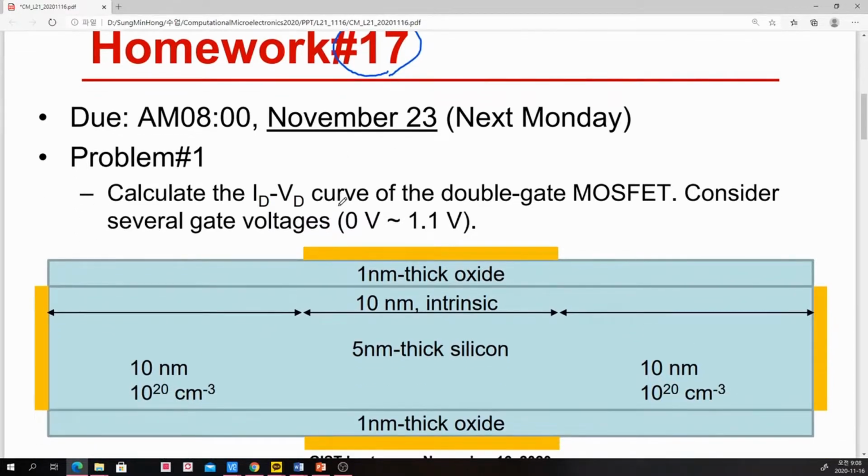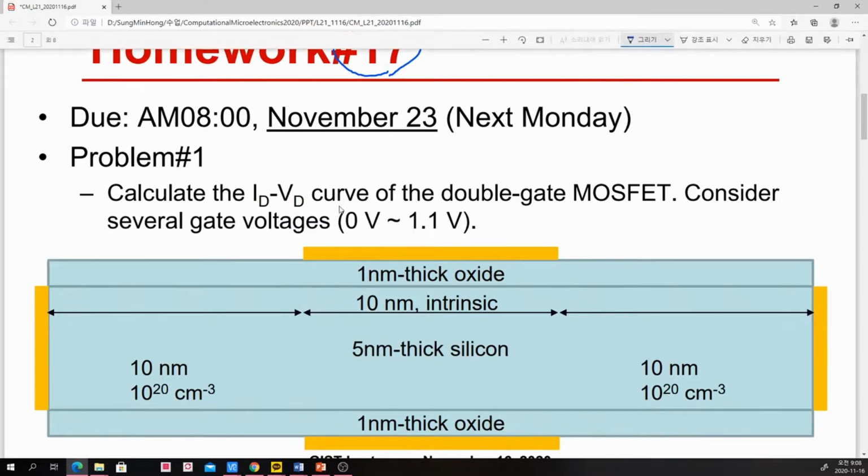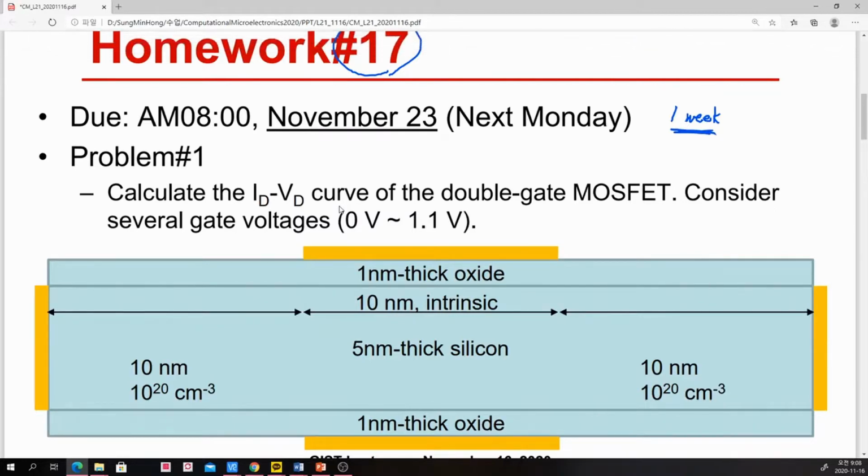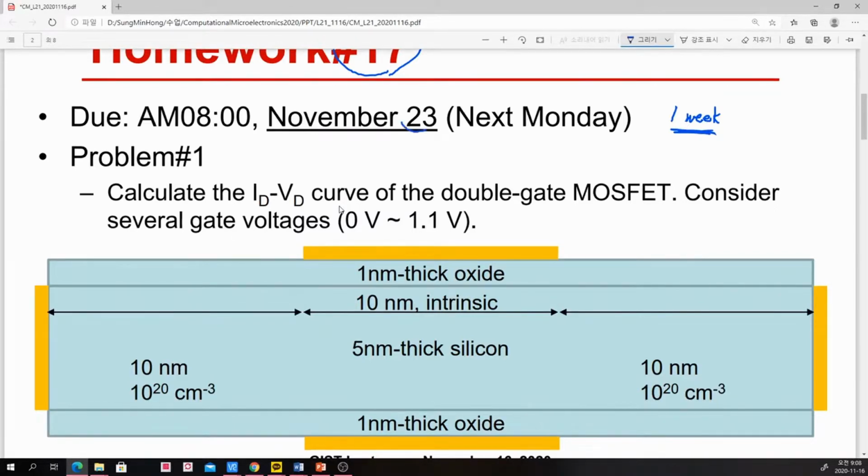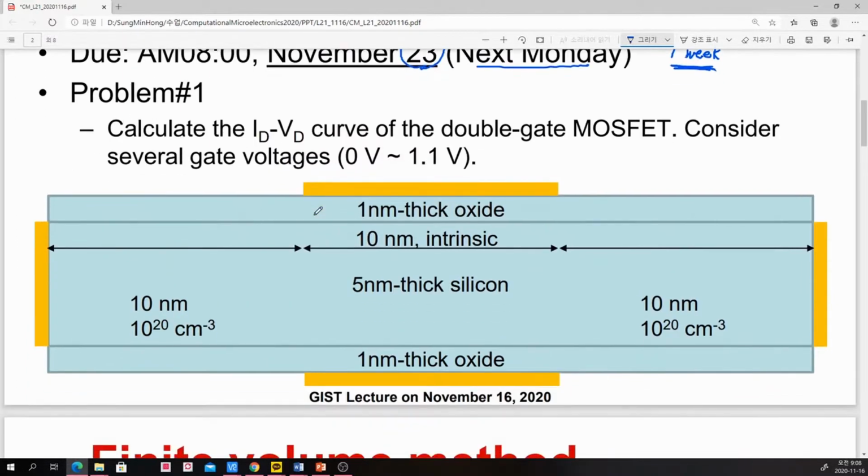I think that this homework is not that easy, so instead of 2 days, I will allow 1 week to prepare your homework number 17. Please note that it is due next Monday, and we have only one problem: calculate the ID versus VD curve of the double gate MOSFET shown below.